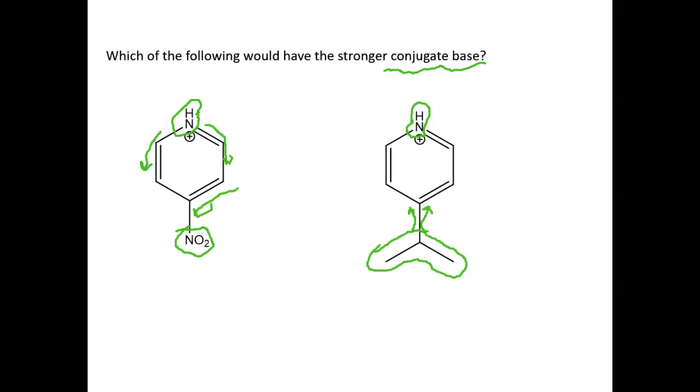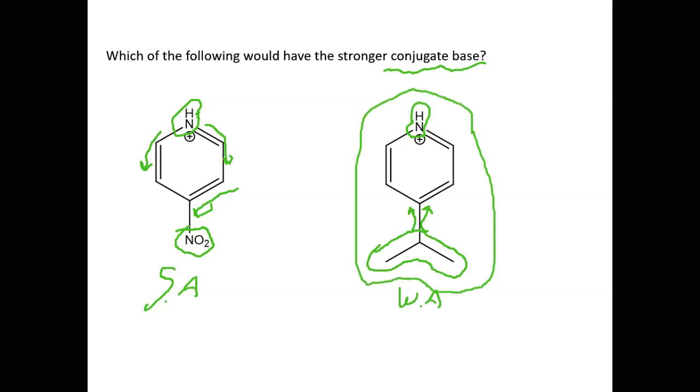And so the one with NO2 is the stronger acid, because it has an electron withdrawing group. The one with the isopropyl group is the weaker acid. And so since it's the weaker acid, it's going to have the stronger conjugate base. Again, stronger conjugate base means that when it's in this conjugate base form, it wants to acquire a proton so that it becomes a weak acid. Stronger acid means it wants to give up its proton to become a weak, stable conjugate base.